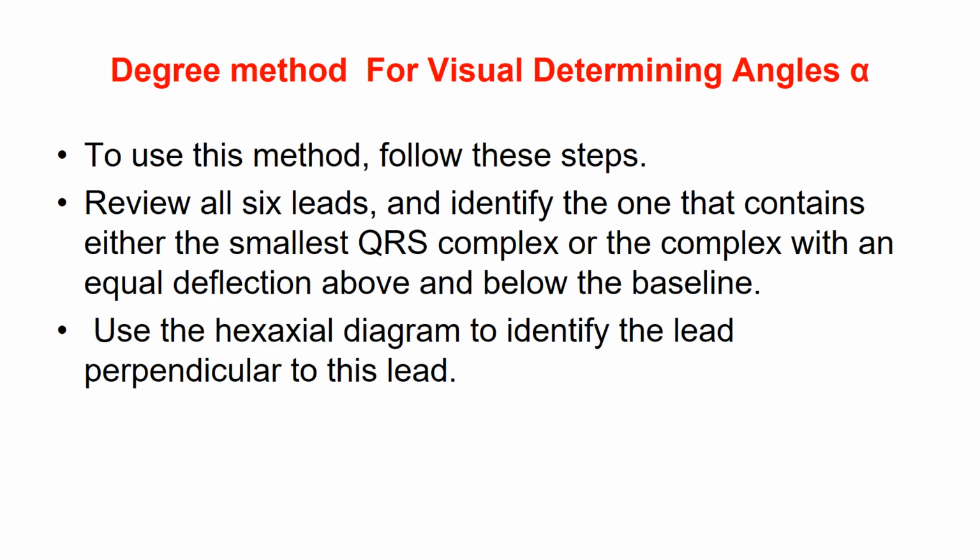Degree method for visual determining of angle alpha. To use this method, follow these steps. Review all 6 leads, and identify the one that contains either the smallest QRS complex or the complex with an equal deflection above and below the baseline. Use the hexaxial diagram to identify the lead perpendicular to this lead.